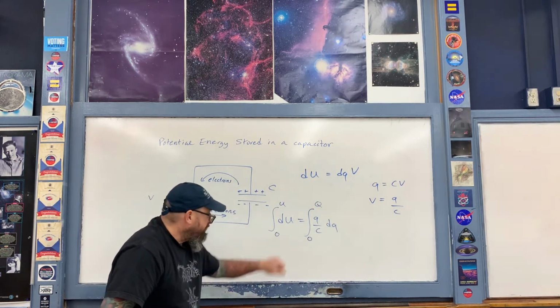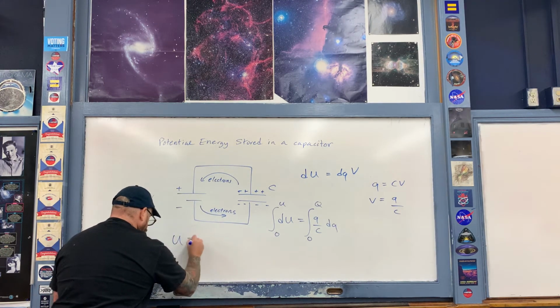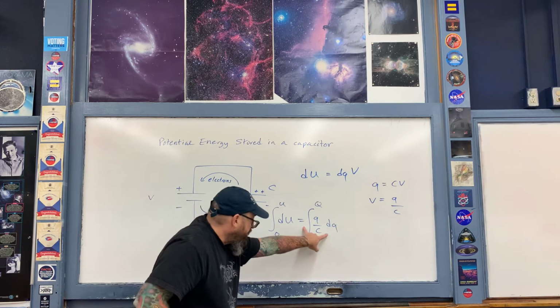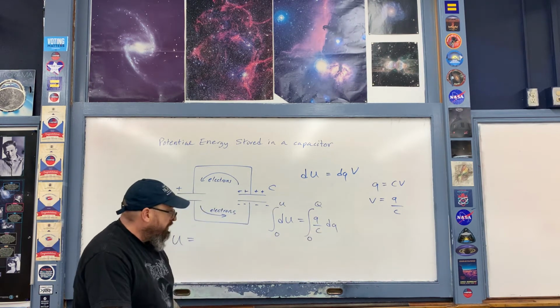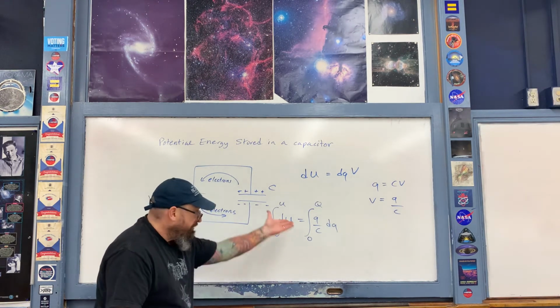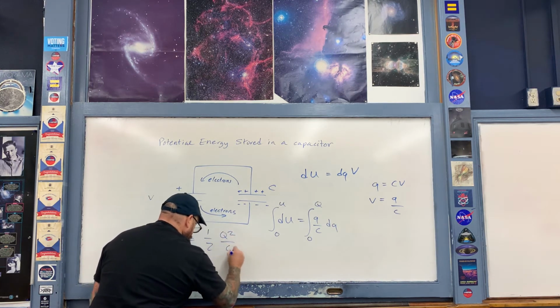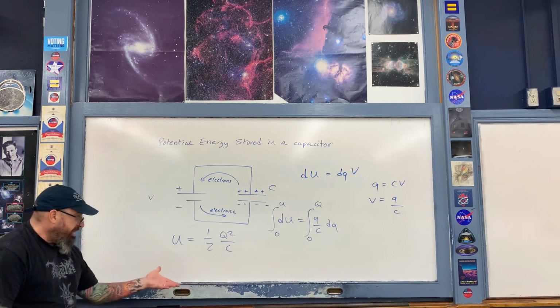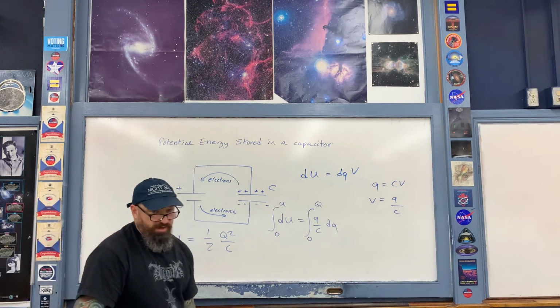So integrate the left-hand side, and you just end up with the potential energy stored on the capacitor, U. And then on the right-hand side here, if you integrate Q over C, and we're integrating over the variable Q, you then end up with the antiderivative of 1/2 Q squared over C. Plug in the limits of integration, and you just end up with the following. Like so. So when the capacitor is fully charged up, this is then therefore the potential energy stored within.